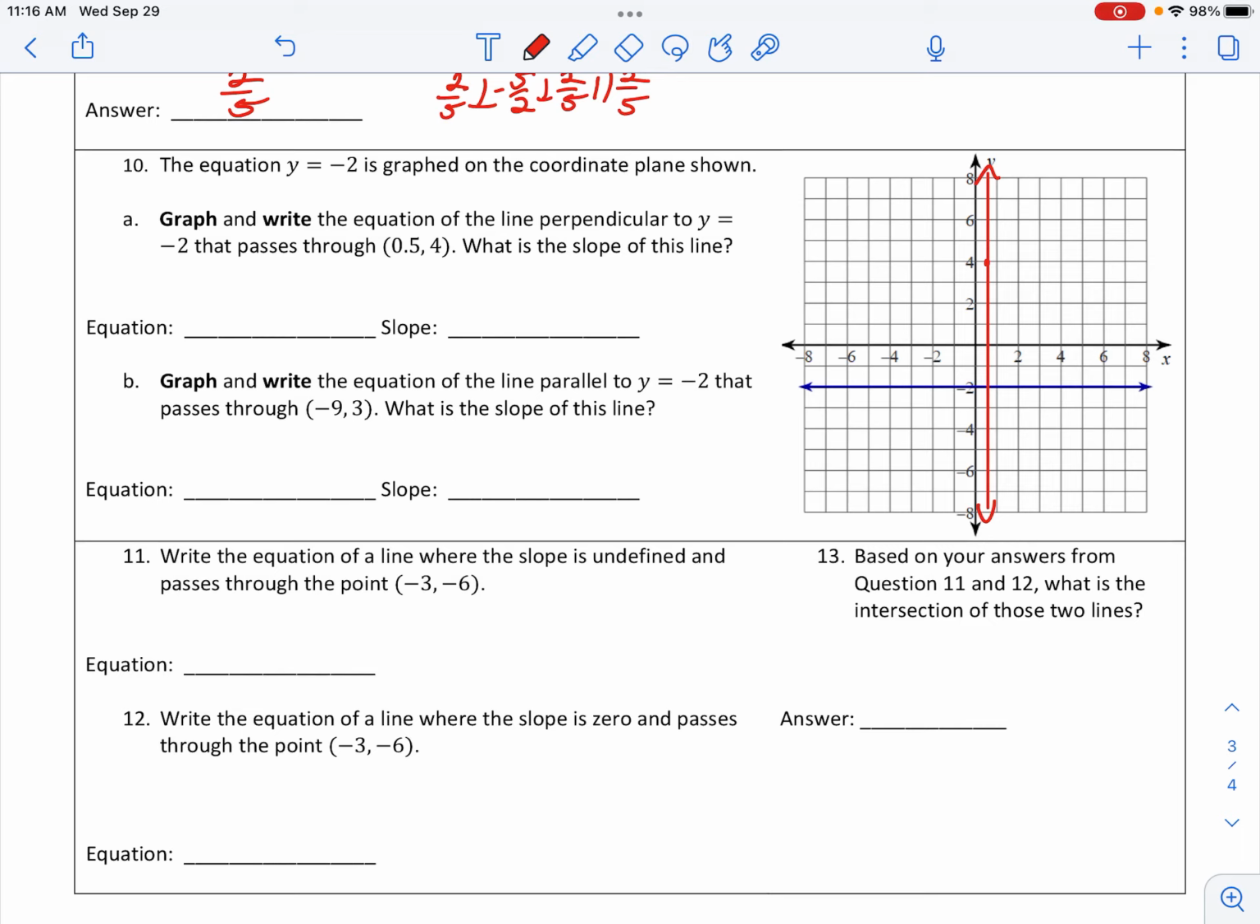So the equation of that line is vertical. So x equals 0.5. Okay, remember it's that special case where x equals and where it goes through on the x-axis. It's always the x-coordinate of the point that you want to go through. Every vertical line has a slope that we say is undefined. You're dividing by 0 because there is no run with that.